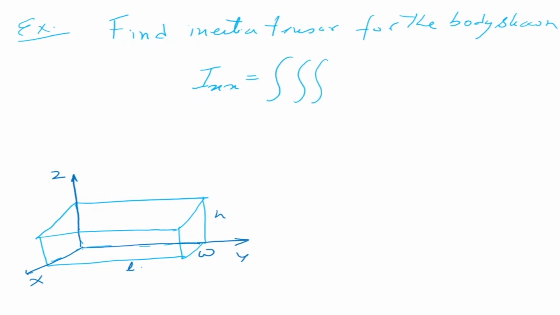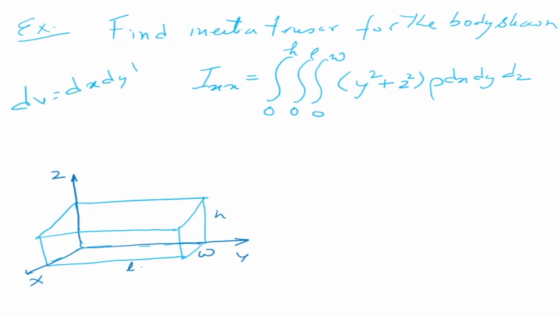Okay, so here the limits are 0 to w, 0 to L, and 0 to h. Now, what is Ixx? It is equal to the integral of (y squared plus z squared) rho dV, where dV is dx, dy, dz. So what is dV? Elemental volume. It is a product of dx, dy, and dz. And rho times this is equal to mass, so rho dV is equal to dm. Now we can integrate this.